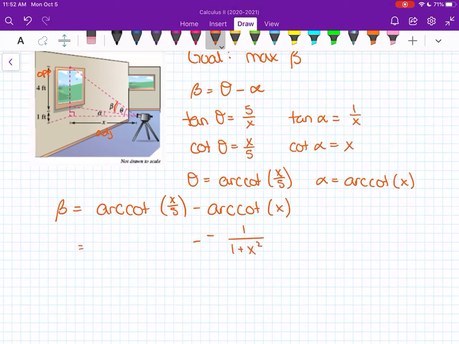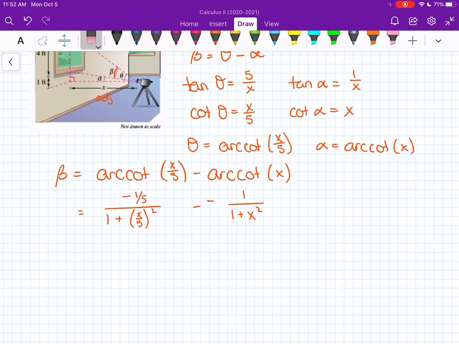The first one, I want the derivative of u, the u prime. So I have 1/5 on the numerator, negative 1/5. And then my denominator is going to be 1 plus the entire thing inside squared. So x over 5 quantity squared, or x squared over 25. Actually, I'm going to write it like that first step so I don't have to do it in the next step.